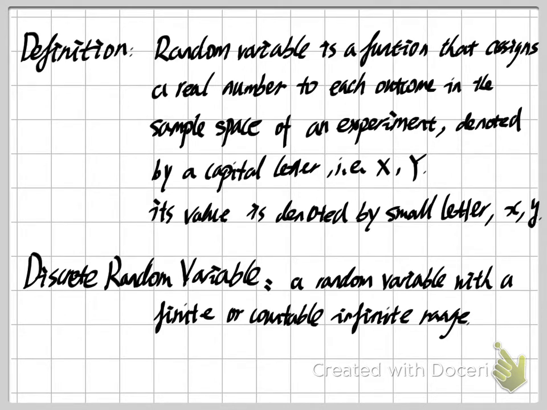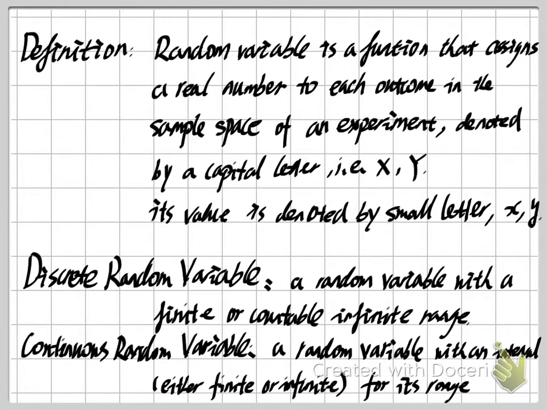And for the continuous random variable, of course, this corresponds to the continuous sample space. This means this random variable will have an interval as its range. This interval can be finite, for example, greater than 1 and smaller than 3. This is a finite interval. And this can also be an infinite interval, for example, larger than 6, so it goes from 6 until positive infinity. But anyway, this is an interval for the range, so we call this a continuous random variable.